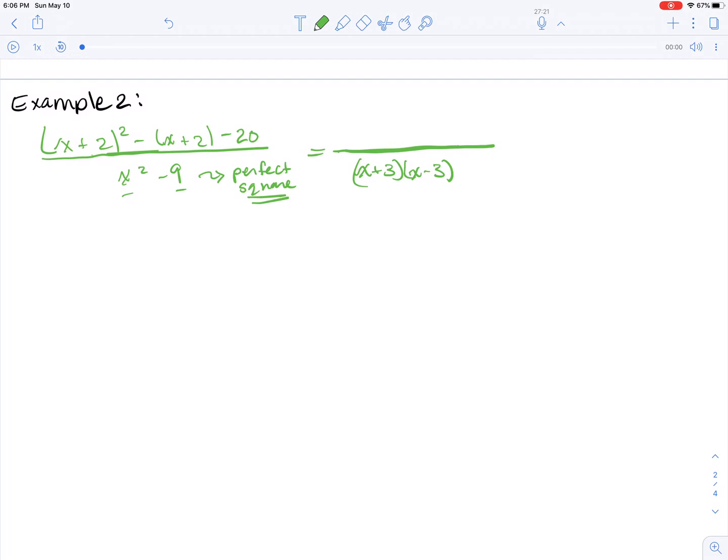My numerator, unfortunately, looks a little more complicated. I have an x plus 2 squared minus x plus 2 again, minus 20. So I'm going to rely on my rewrite, or as I like to call it, substitution, and my let statements. So I'm going to let x plus 2 equal a. And again, this is so I can have an easier time visualizing what I'm looking at and to make it easier for me to solve and simplify this equation. So I have a squared minus a minus 20.